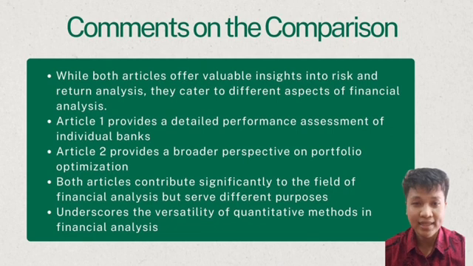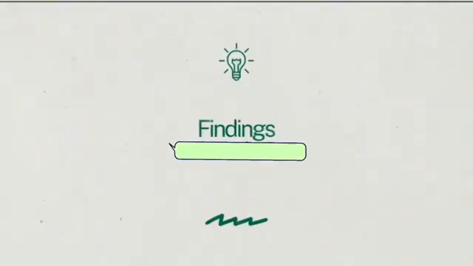On the other hand, Article 2 provides a broader perspective on portfolio optimization, emphasizing the importance of diversification and the correlation between assets. This approach is beneficial for investors looking to construct a balanced portfolio that maximizes returns while minimizing risk.